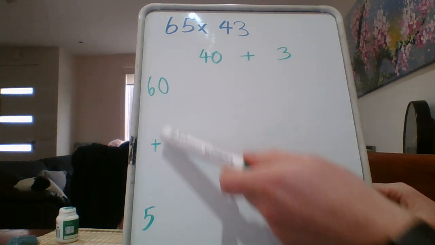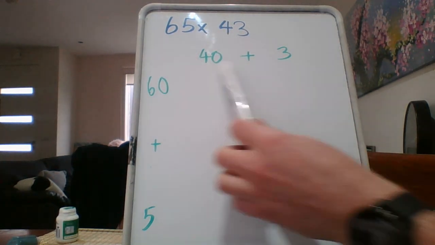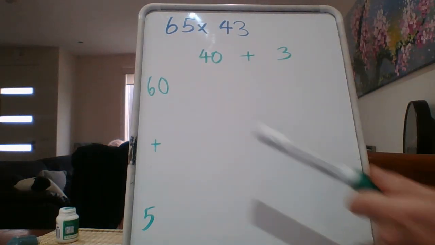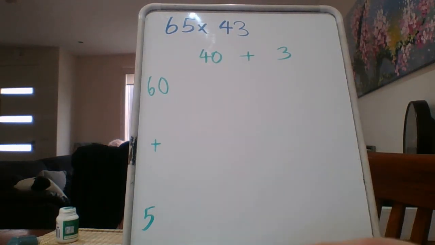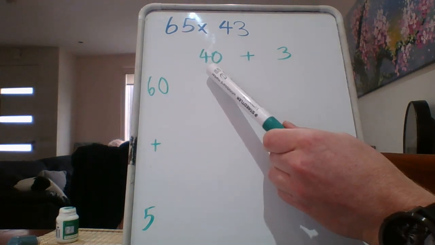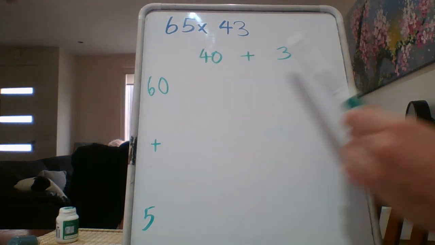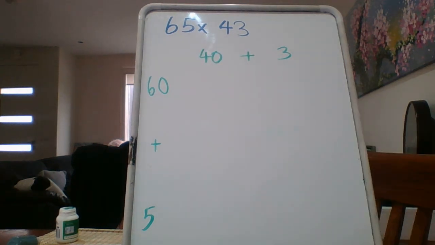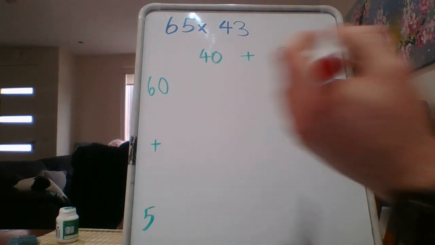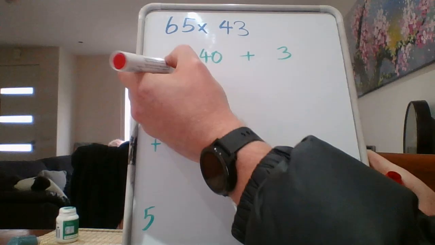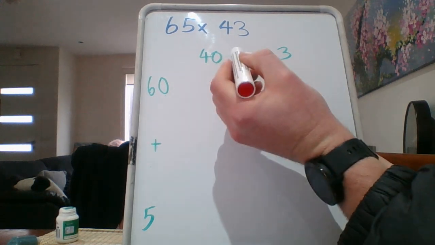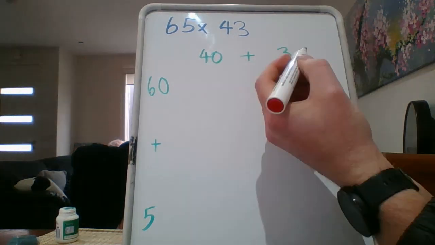One's going to go down vertically down here, the other one's going to come horizontally across here. So I've written 65 as 60 plus 5. And I've written 43 as 40 plus 3. Now what we need to do is multiply these numbers individually. So I'm going to make a box here that has an area of 60 squares by 40 squares.